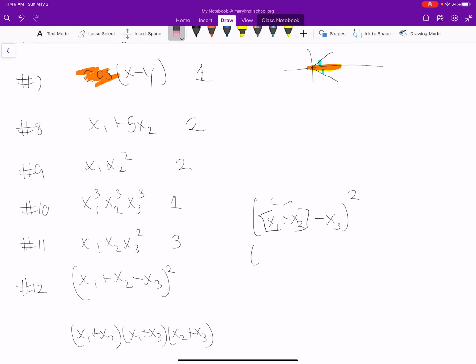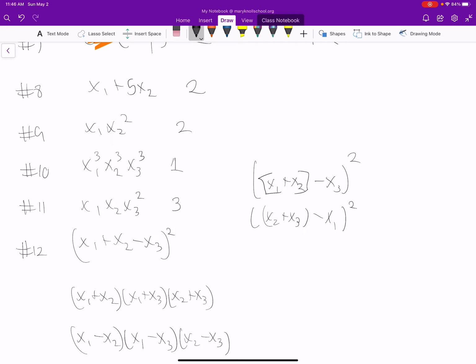Okay, so if we switch these around, it wouldn't matter, right? So let's put a different value here. Okay, that would matter, right? So x2 plus x3 minus x1, now that matters. So then let's also do x1 and x3 now. x1 plus x3 minus x2, and yeah, that matters too.